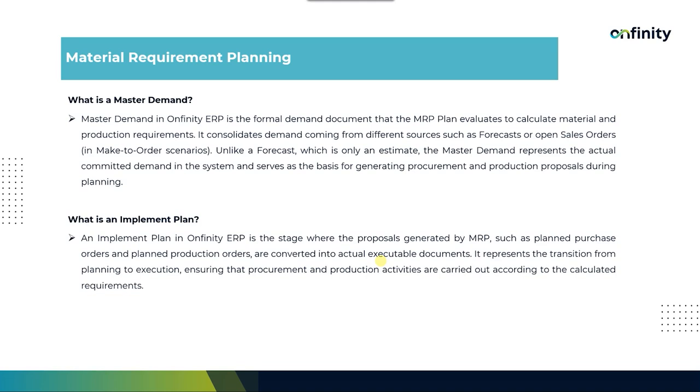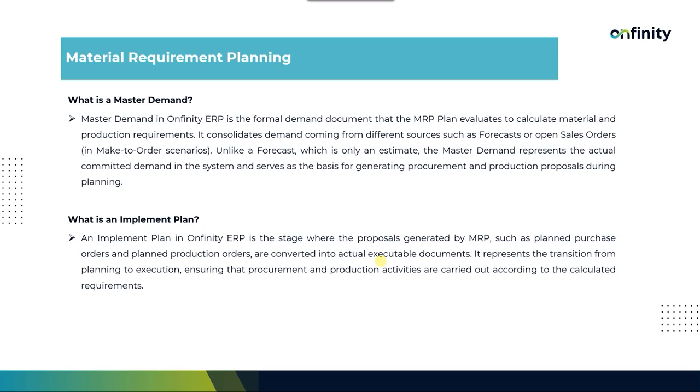Now understand what implement plan is. Implement plan is the stage where proposals generated by MRP, such as planned purchase orders and planned production orders, are converted into actual executable documents. It represents the transition from planning to execution.